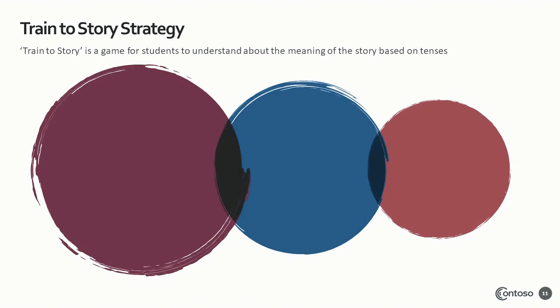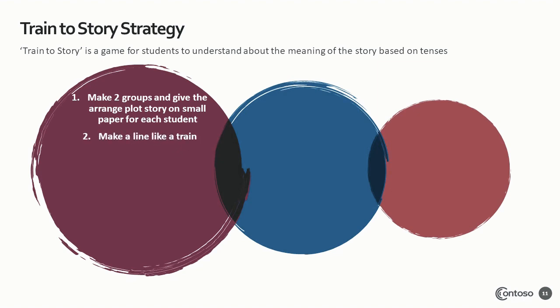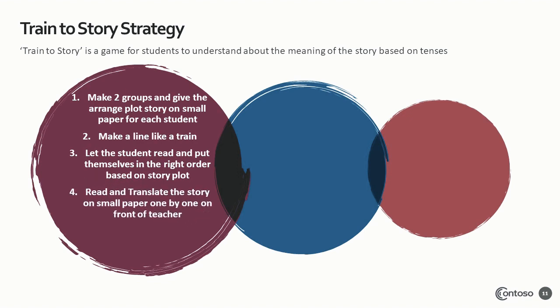And the last is TTS, Train to Story strategy. It is a game for students to understand about the meaning of the story based on tenses. First, make two groups and give the arranged plot story on small paper for each student. Make a line like a train. The third, let the students read and put themselves in the right order based on the story plot. And then read and translate the story on small paper one by one in front of the teacher. Then the train can go if the translation is correct and becomes a good story.